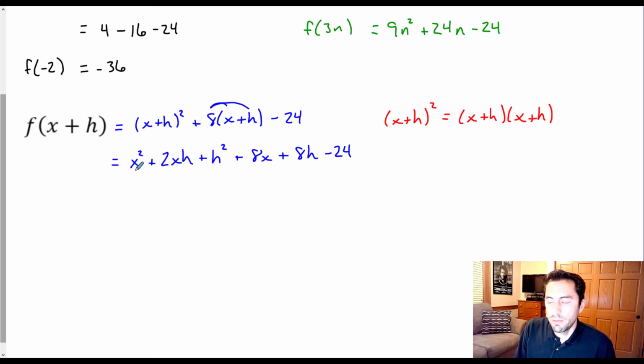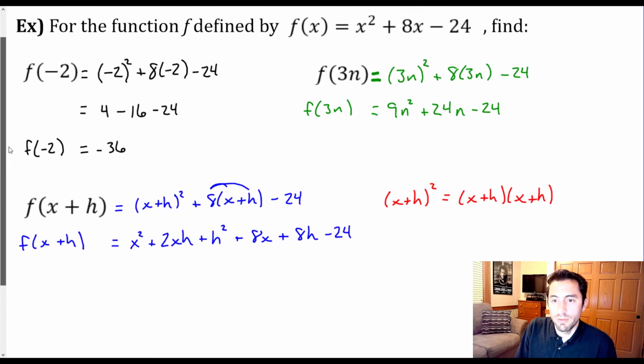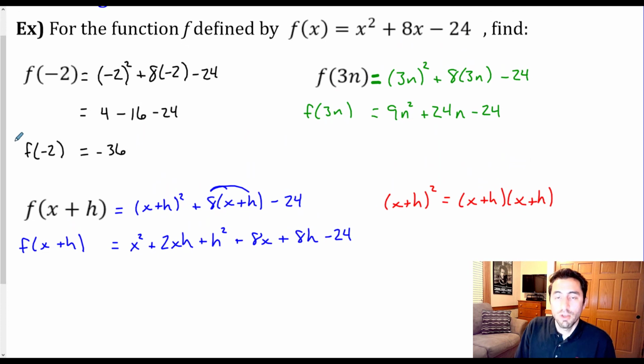Double checking this, it does not look like we have any like terms, so we can't simplify this anymore. So our result, after we use our function rule, for f of x plus h is this big long expression. Overall, whether we have just a number inside of our function or an expression, we can still evaluate a function to find the result.